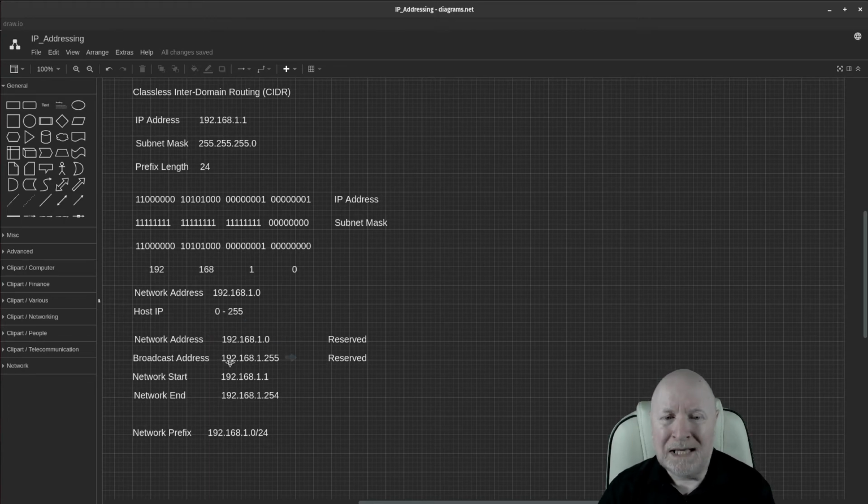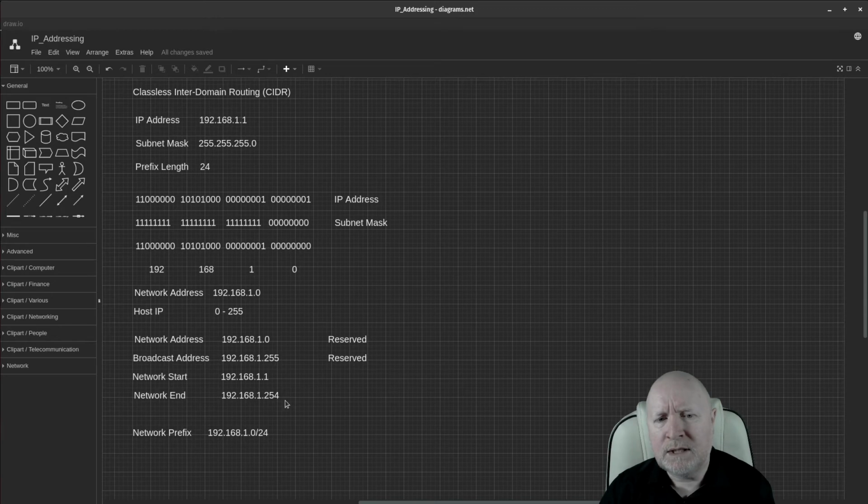We also can't use the last number because it represents what's called a broadcast address. So although we've got a range of 0 to 255 that this fourth octet can be used to assign out to computers, we've got a potential 256 numbers available, but we're reserving 2 of them, the first and the last, meaning we've only got 254 numbers left. That means we can have up to 254 computers on this network. So the first computer would start with an IP address of 1, and the last one 254.